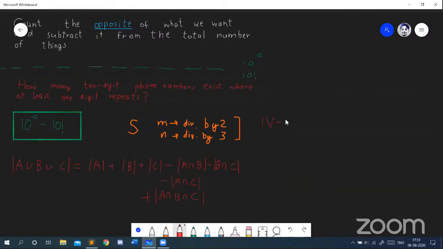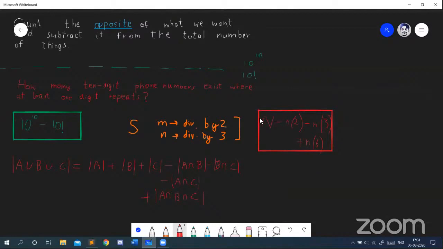I'll subtract the number which are divisible by 2. So let's just call it n of 2. That's just the number of integers in the set which are divisible by 2. And I'll subtract the number of elements in the set which are divisible by 3. And then I'll add the number of elements which are divisible by 6. Why is that? This is the number of elements which are divisible by neither 2 nor 3.